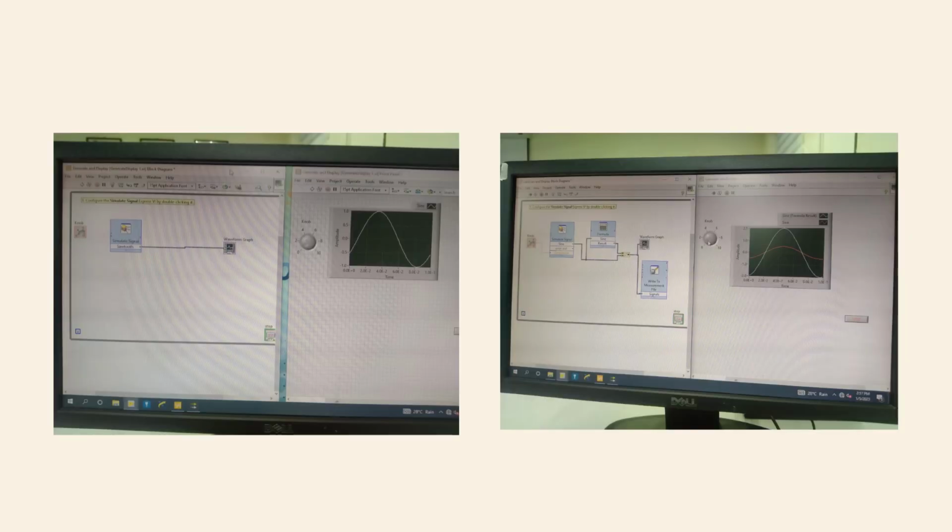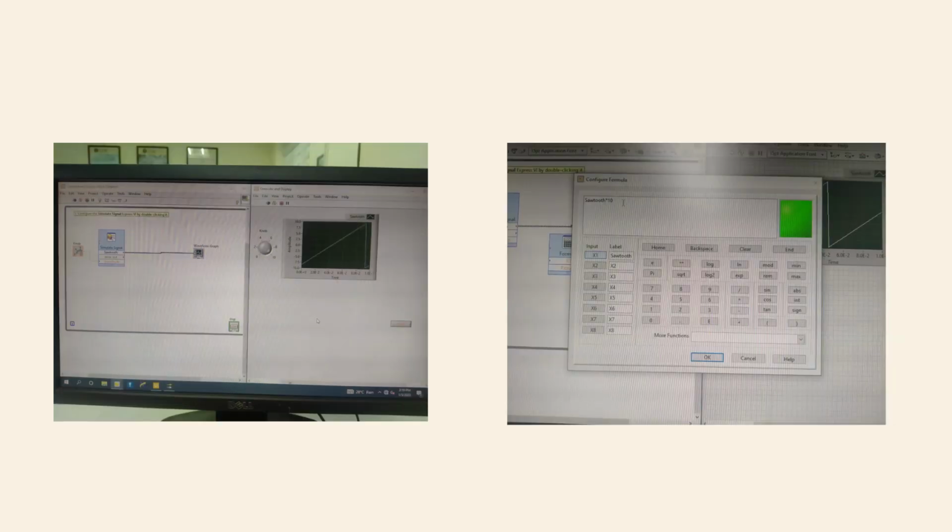Picture on the left showing the sine signal in the virtual oscilloscope, while picture on the right showing two sine signals with different amplitude appearing in the virtual oscilloscope. Picture on the left shows the sawtooth signal when input sawtooth had been chosen, while right picture is the process of creating another signal by manipulating the sawtooth function itself. So the green color shows that your equation is valid.